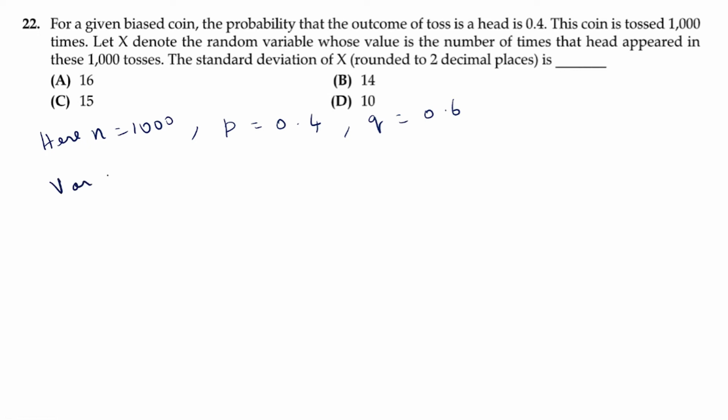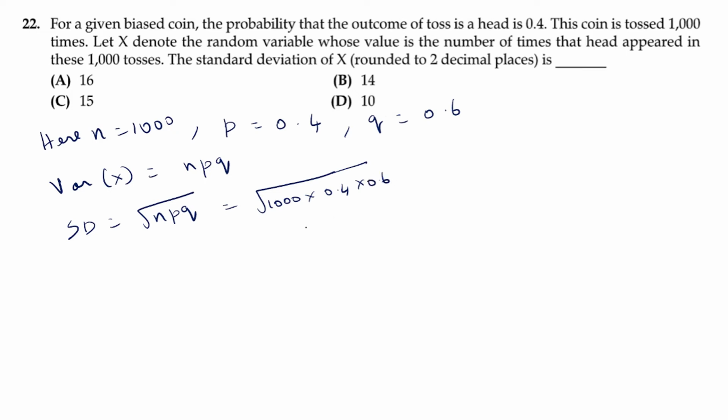We know that the variance of a binomial distribution is given by npq. So the standard deviation is nothing but the root of variance. So it is root of npq. So this is equal to root of 1000 into 0.4 into 0.6. So it is root of 240. So approximately root of 240 is equal to 15. So the correct option is option C.